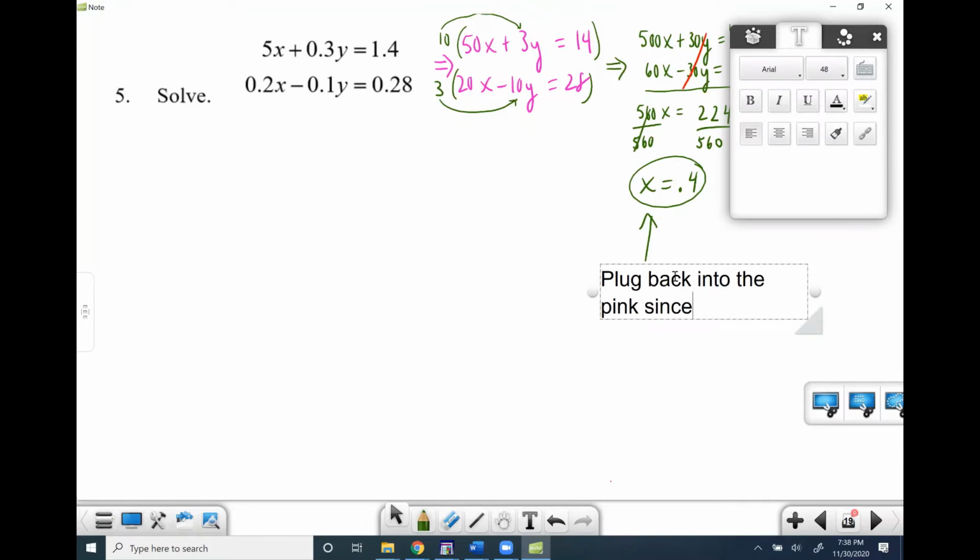I have a question. Yeah. So since we moved around decimals in the first place, do we have to move decimals around for the answer? It's a good question. 0.4? Yeah. So it turns out you don't.